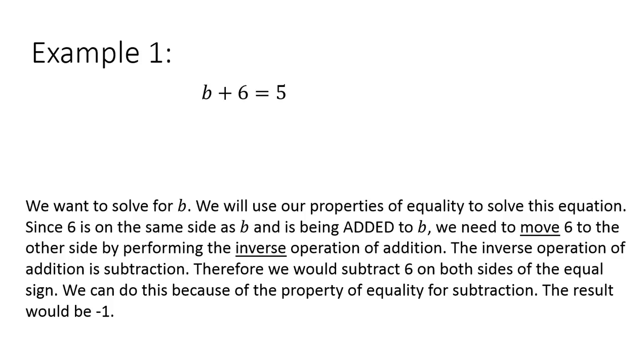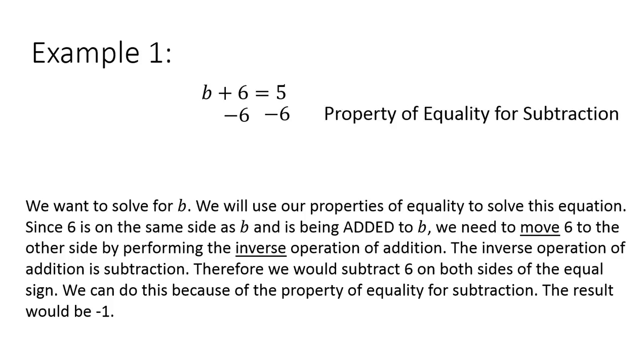Since 6 is on the same side as b and is being added to b, we need to move 6 to the other side by performing the inverse operation of addition. The inverse operation of addition is subtraction. Therefore, we are going to subtract 6 on both sides of the equal sign. We can do this because of the property of equality for subtraction.